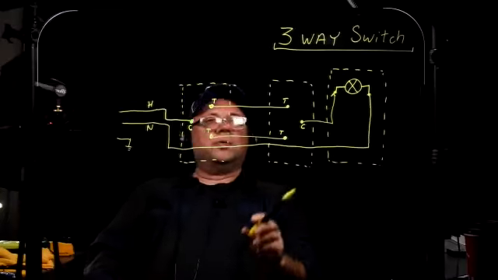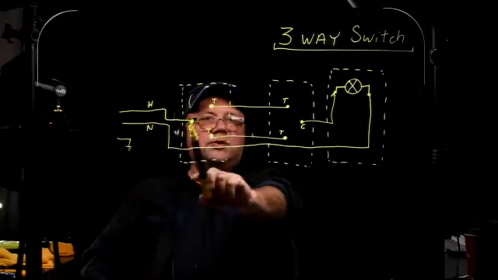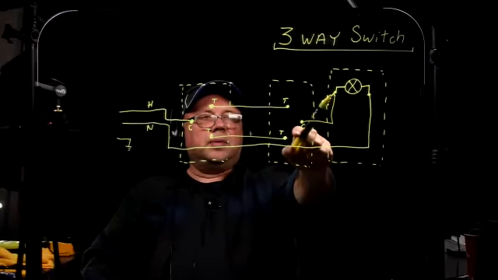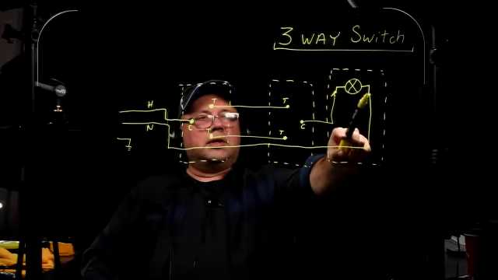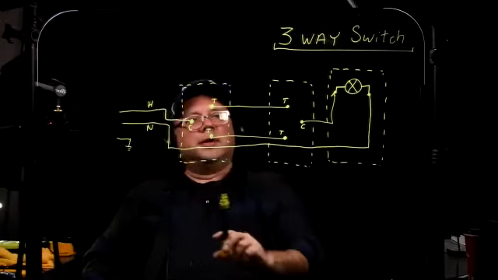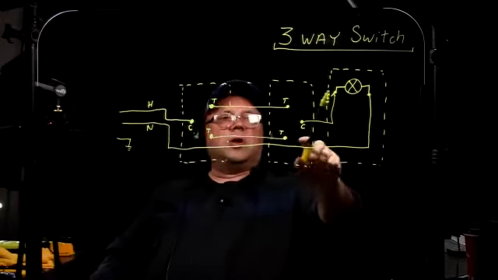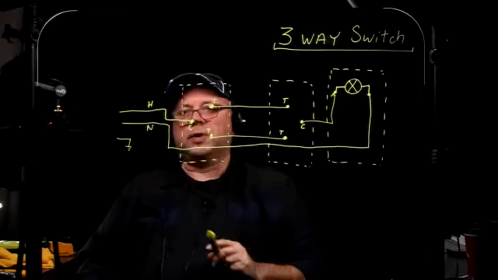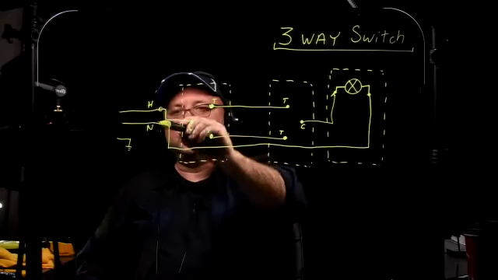So what did we do? We connected the travelers together, grabbed the common, connected it to the light bulb, and grabbed the other terminal of the light bulb, and we go all the way back to the neutral. Notice that the light bulb is not directly connected to a hot terminal from the power supply. These are the terminals of the power supply.